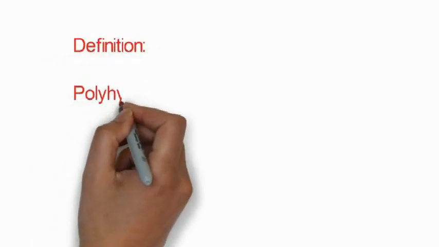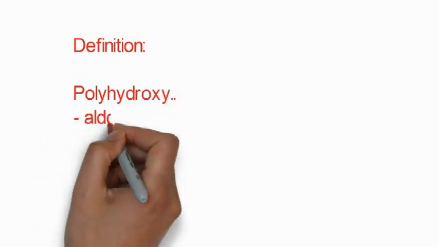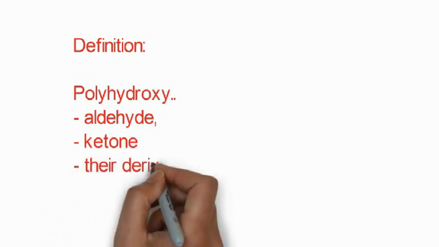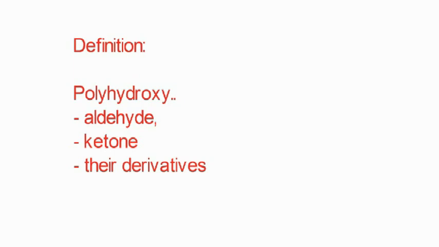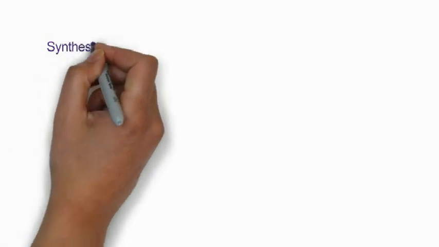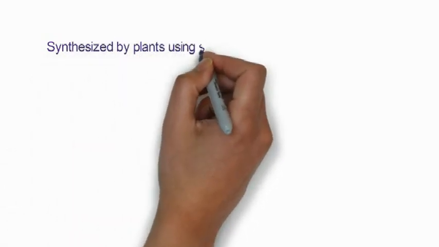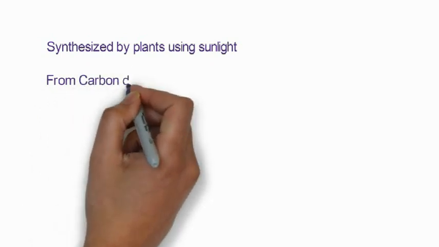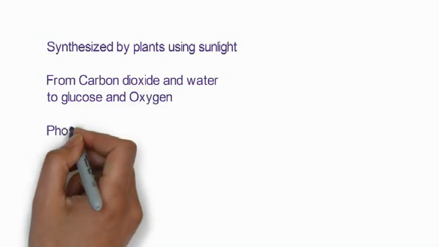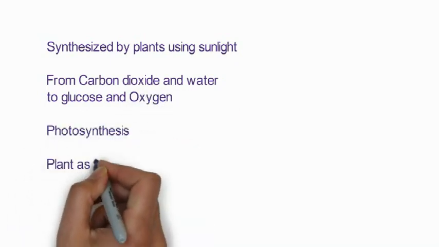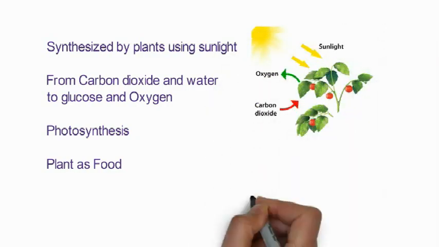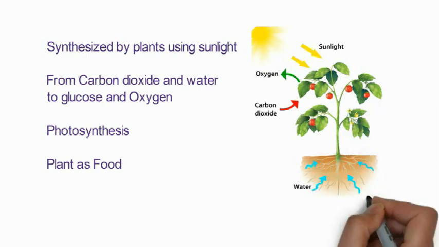Now something about the definition. Carbohydrate is defined as polyhydroxy aldehydes, ketones, or their derivatives. Carbohydrate is synthesized by plants using sunlight from carbon dioxide and water to glucose and oxygen, using a process known as photosynthesis. So it is well known that plants are used as food for human beings and animals.